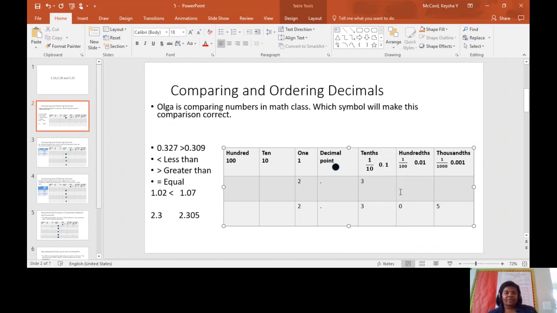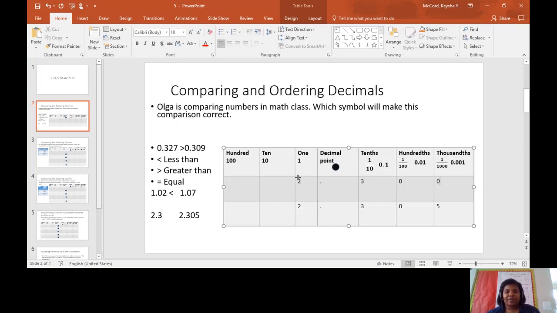Okay, I have my numbers in my place value chart, and I noticed something. I have numbers here, but I don't have numbers here. So how can I fix that problem? I'm going to add zeros. Zeros do not change the value of the number. It's a placeholder so that I know when I'm comparing that there's something there.